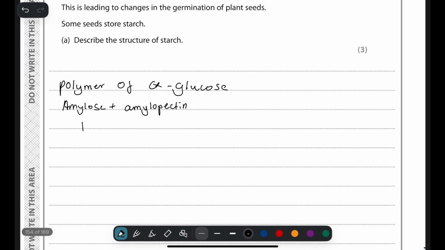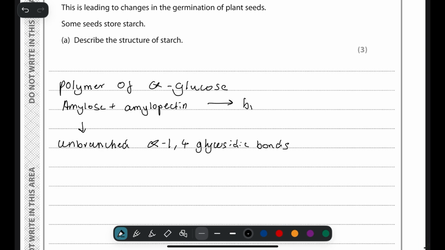Yep. You also want to make more comments. So in terms of amylose, this is unbranched and it contains alpha 1,4 glycosidic bonds. And then the other one, amylopectin, is branched and it has alpha 1,4 and alpha 1,6 glycosidic bonds. So you're making sure you're mentioning all of that in your question and you should get marks.